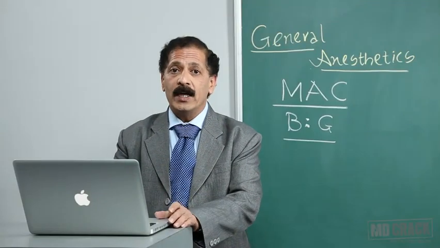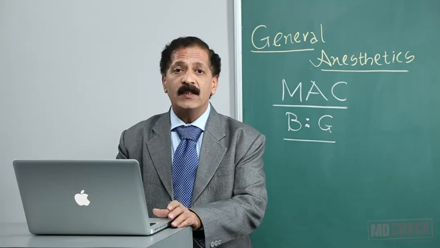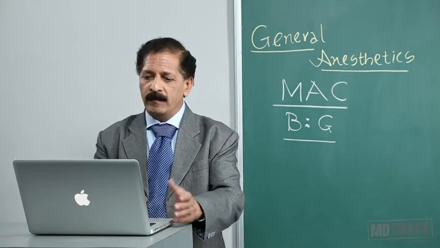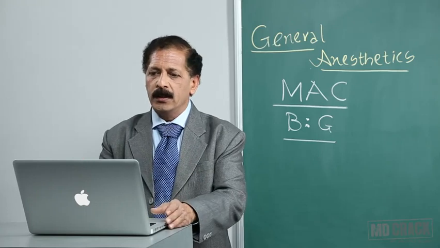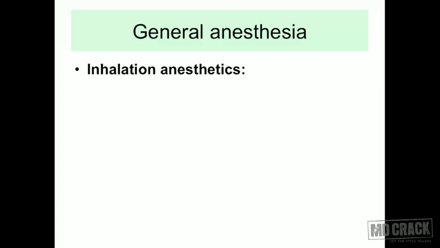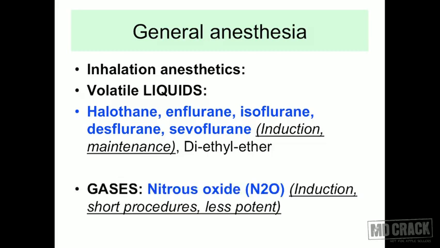Right. So the agents which are other than ether have got many advantages as far as the patient and the patient comfort is concerned. We have a picture of isoflurane with us. You can have a look at it. It's an inhalational anesthetic. The general anesthesia has got the components: inhalational anesthetics, that's volatile liquids, halothane, enflurane, isoflurane, desflurane, sevoflurane, and diethyl ether, and the gases in the form of nitrous oxide.